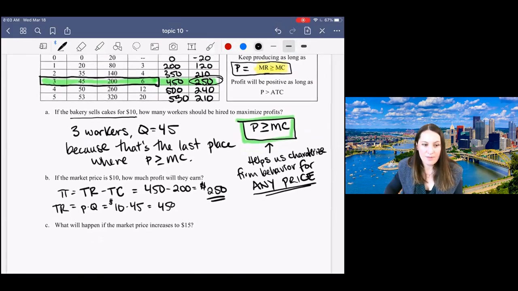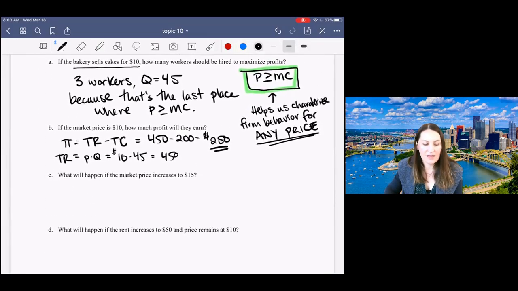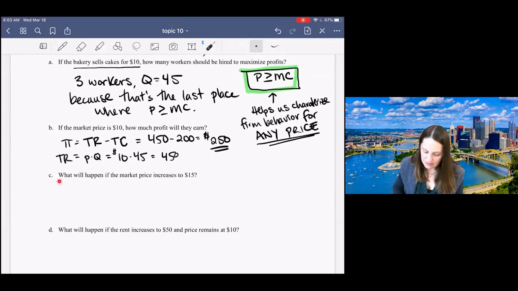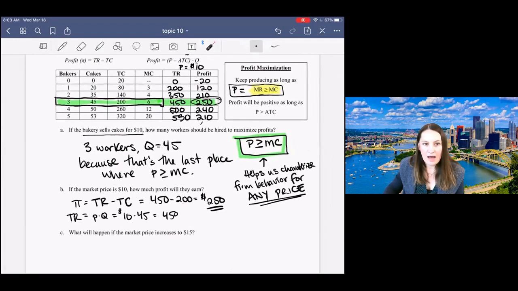Now, the next part of the problem is asking me, what happens if the price goes up to $15? And now you can see the value of this decision rule, right? Because you could go back and recalculate total revenue and profit for all of these different options at a price of $15 and then pick the highest one. But that would be a lot of extra calculations. Instead, we can just use this price is greater than marginal cost decision rule, right? To just read off the table what the answer is.